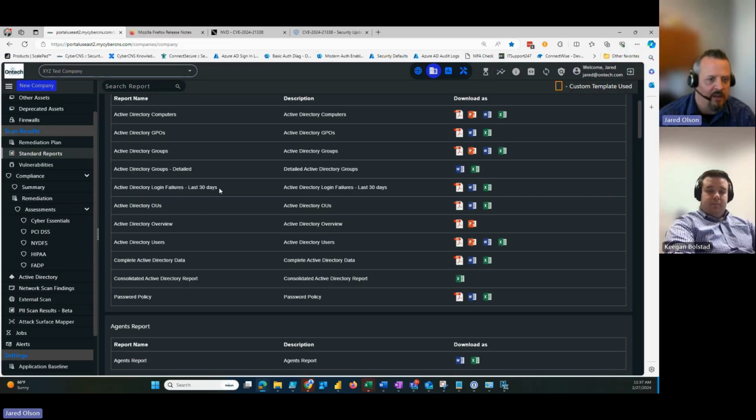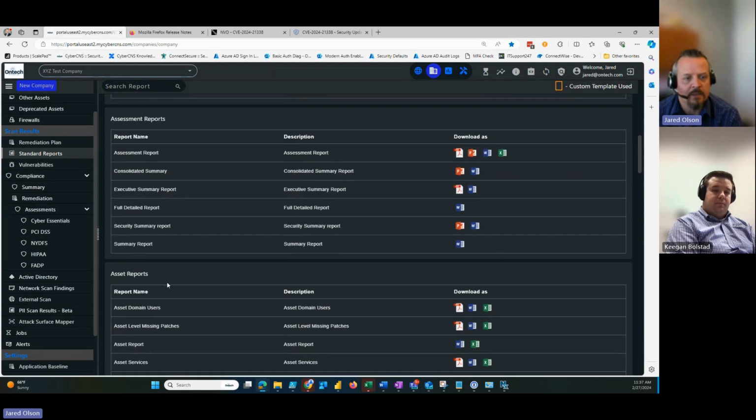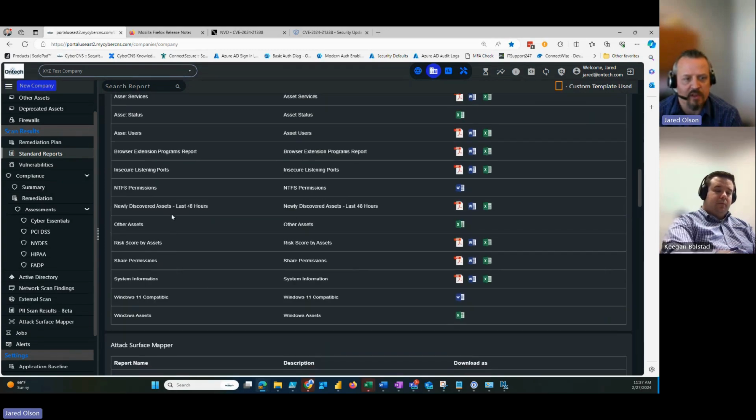How many login failures have I had in the last 30 days? Do I have a password policy? And if so, what is my password policy? You may be asked by insurance or cyber liability to be able to provide something like that and have some implementation of that. So I think the reports are pretty endless.